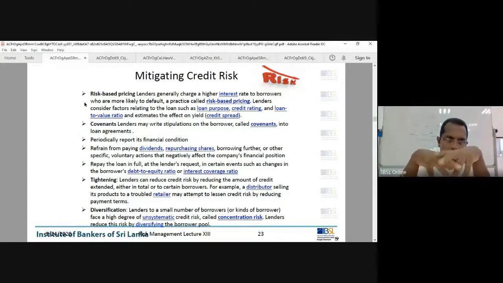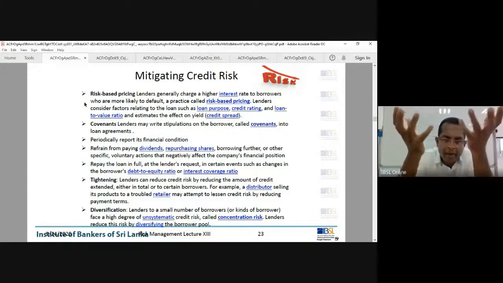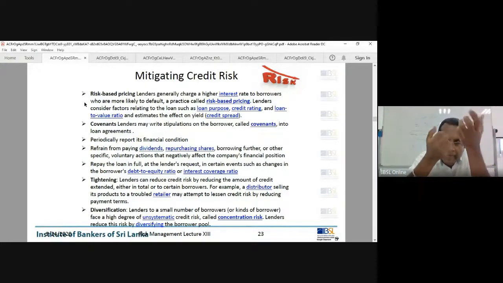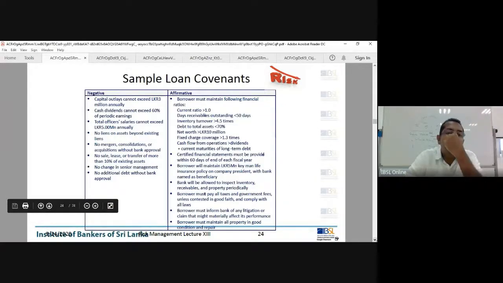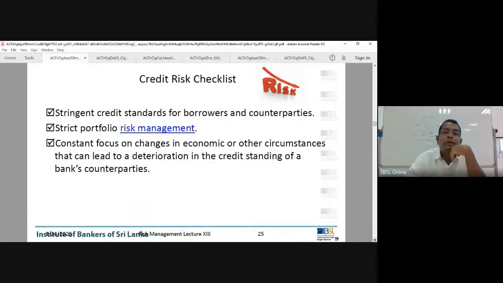Diversification, we should not put all our money into one basket. So your money basket should have different eggs. That means different segments, different industries, different products, different people, like that. That is diversification. Covenants again, negative and affirmative. Credit risk checklist, stringent credit standards for borrowers and counterparties, strict portfolio risk management. That is, the first is the intake, second is the management part. Constant focus on changes in economic or other circumstances, that is the PESTLE environment.